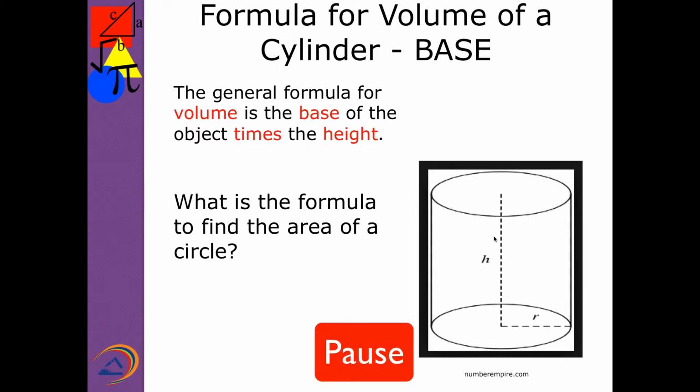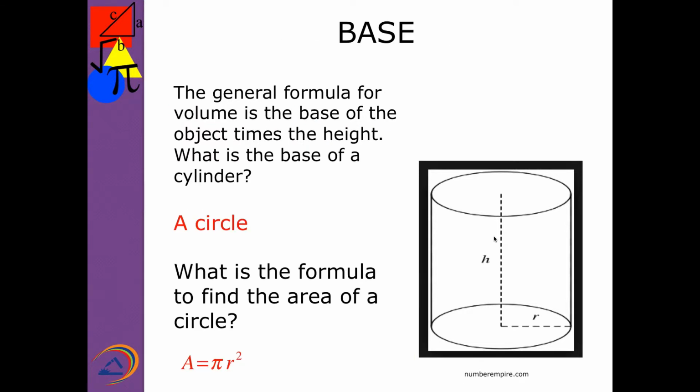Right. I remember that the area of a circle is pi r squared. All right, so add that to your note taker, that the area of a circle is pi r squared. This will help us develop the formula for the volume of a cylinder.